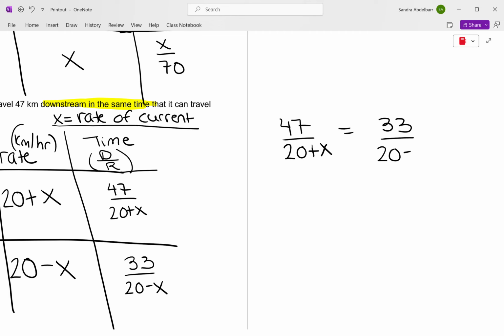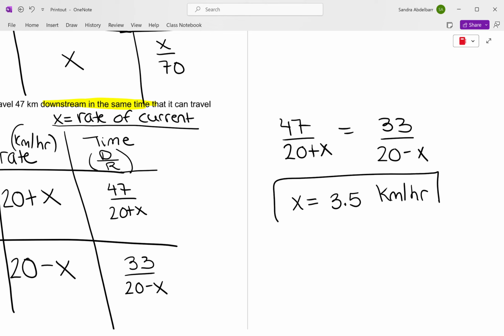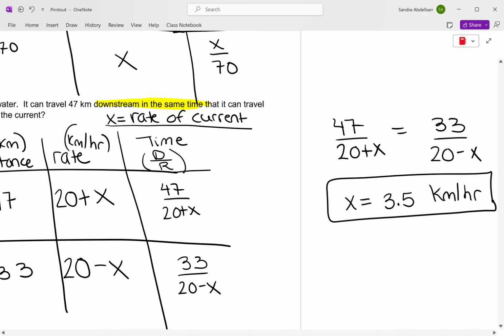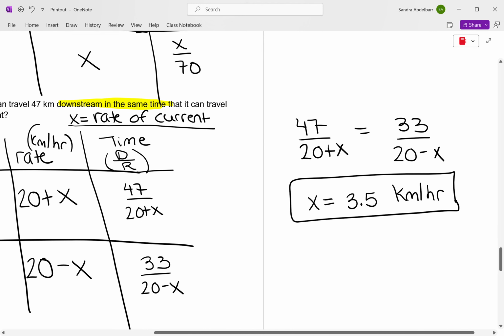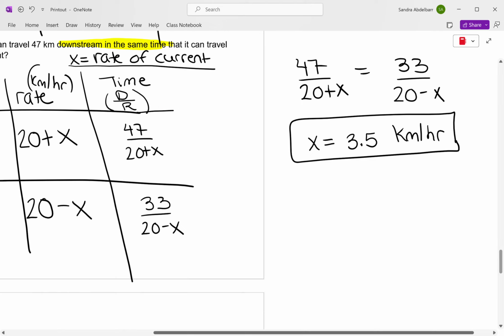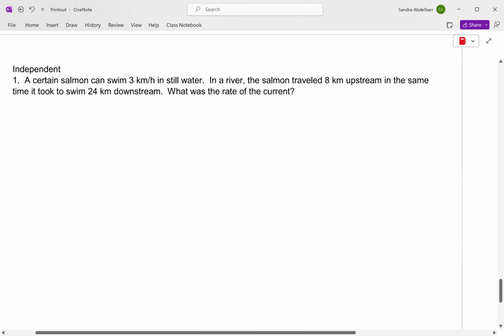So I'm now going to have 47 over 20 plus x is equal to 33 over 20 minus x. If you solve this, you are going to get x is equal to 3.5 kilometers per hour. Was that what they were asking for? Yes, that's the rate of the current. 3.5 kilometers per hour is the rate of the current.